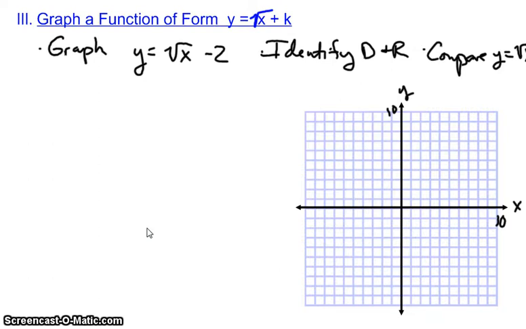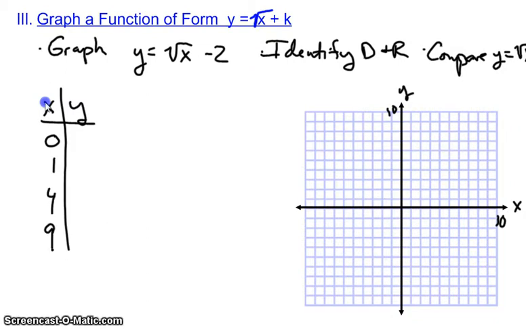How will you graph this function, John? You would make a table, and for x you would put 0, 1, 4, and 9. So we are still going with perfect squares because the expression inside that radical is just x. When we take these roots, we want perfect squares in the radical. So what do you get, John, when x is 0? Square root of 0 is 0. You get a -2. Good.